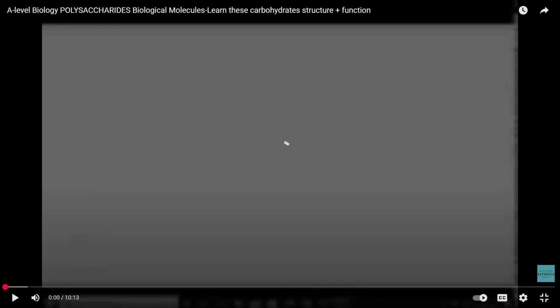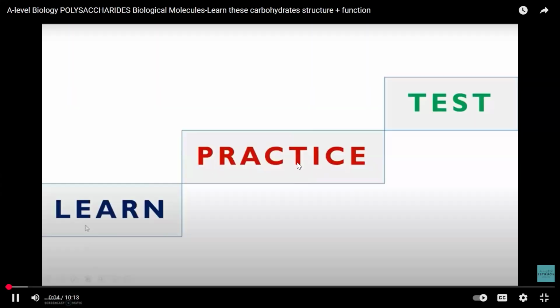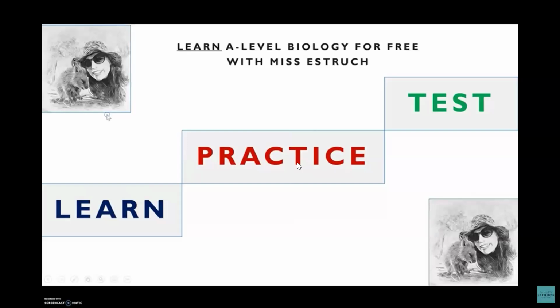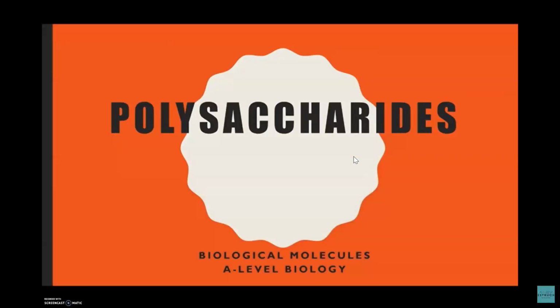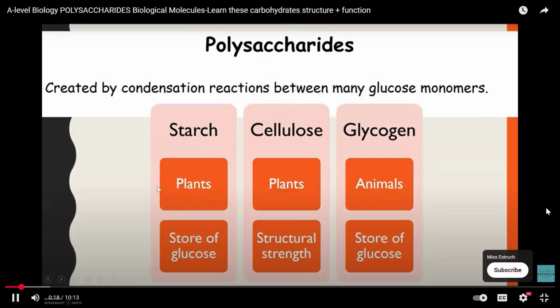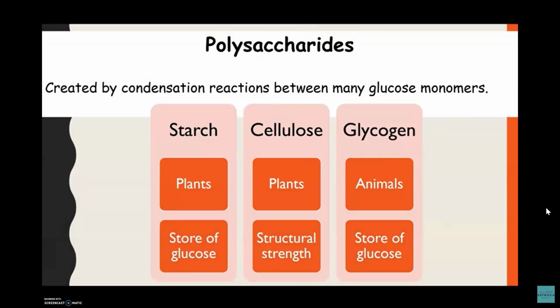All right, so welcome to another one of the A-level biology lessons for free with Ms. Estrick. Today we're going into the final lesson in the carbohydrate series, and that is polysaccharides. So the polysaccharides are created by condensation reactions, and you have multiple condensation reactions bonding together all of the glucose monomers. And the 3 polysaccharides you need to know are all created from glucose monomers.